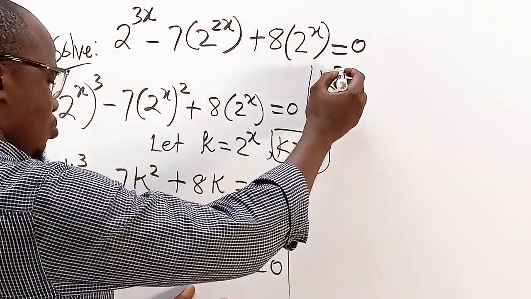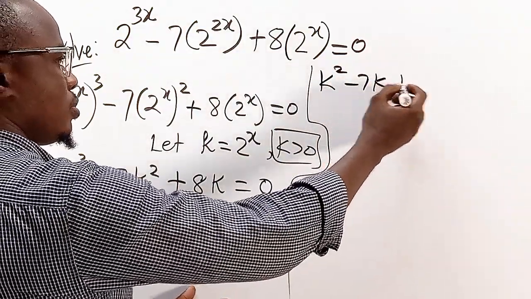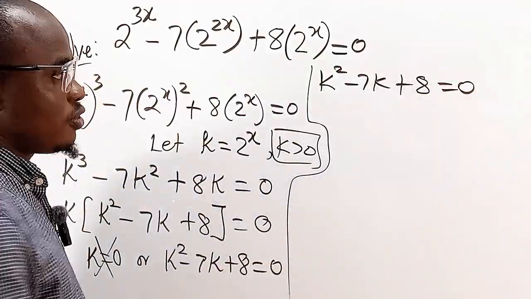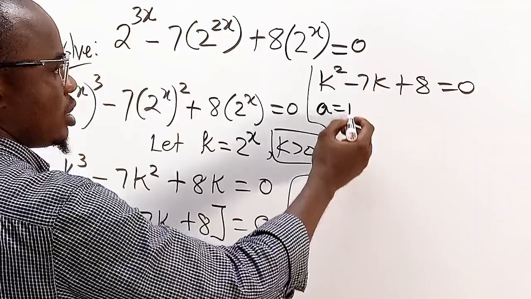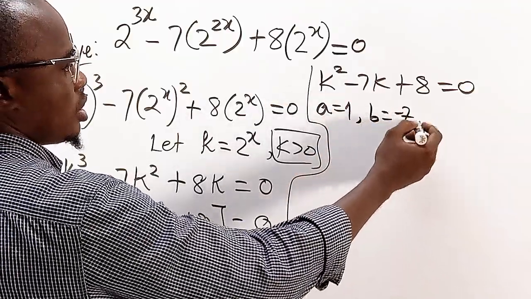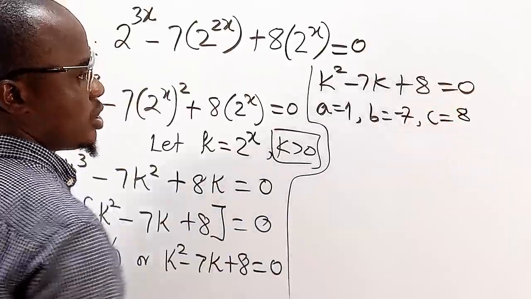So we have k squared minus 7k plus 8 equals 0. Therefore, we are going to use the quadratic formula here. a is equal to 1, that is the coefficient of k squared. b will be minus 7. And c is going to be 8.